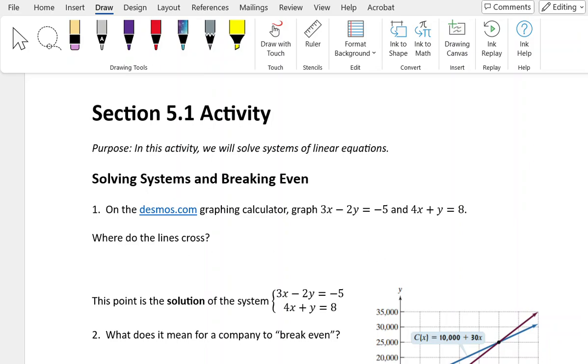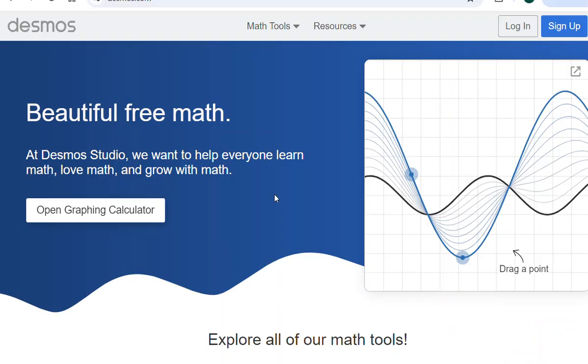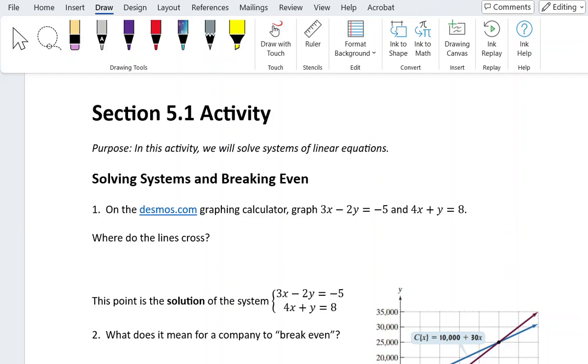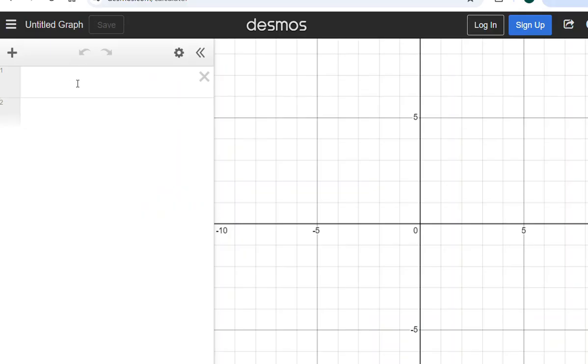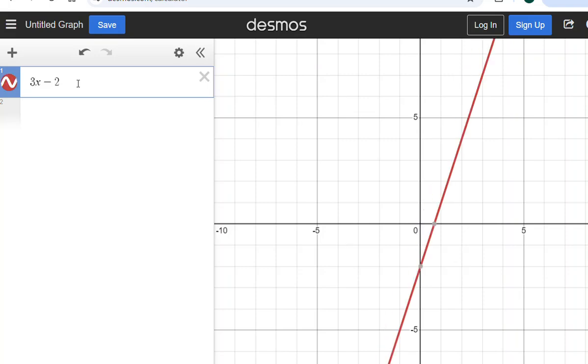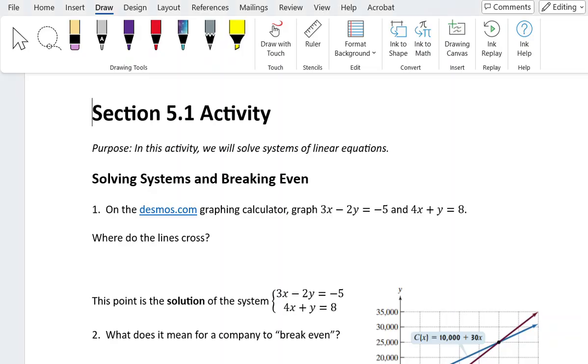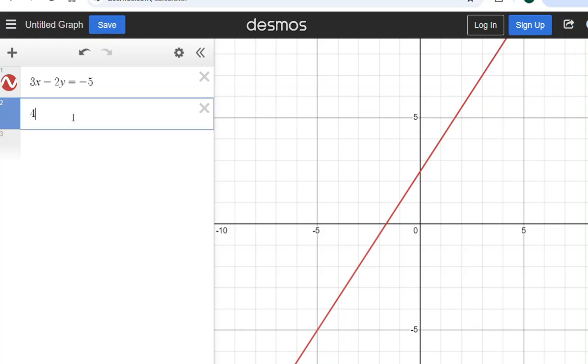So I'm going to pull up my Desmos graphing calculator and enter the equations on the left side. My equations are 3x minus 2y equals negative 5, and 4x plus y equals 8. I can see the point where the two lines cross is right here. If I click on it, Desmos will give me the coordinates of that point. So they cross at the point (1, 4).